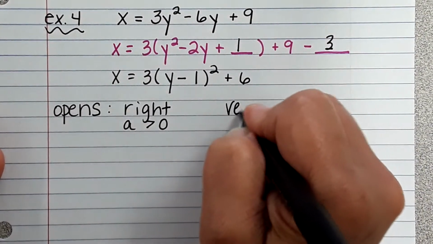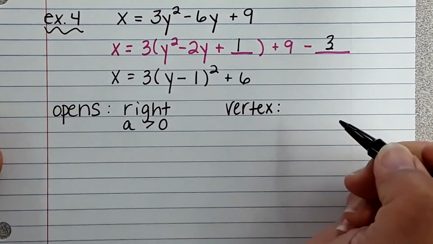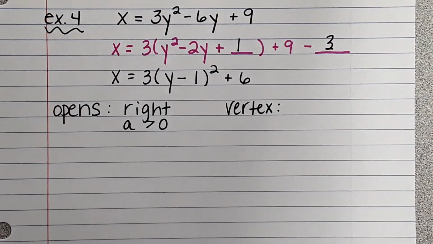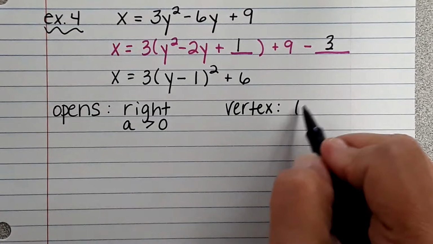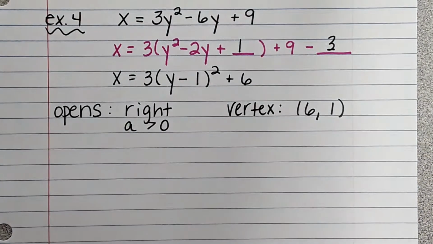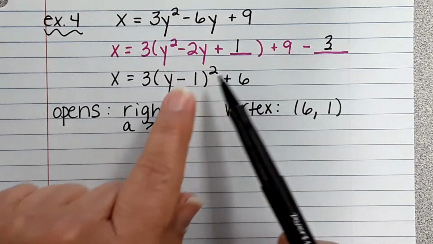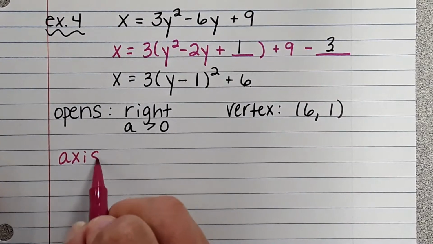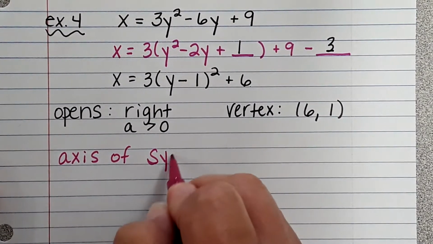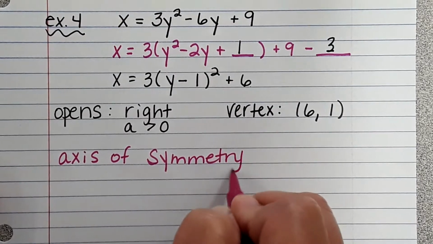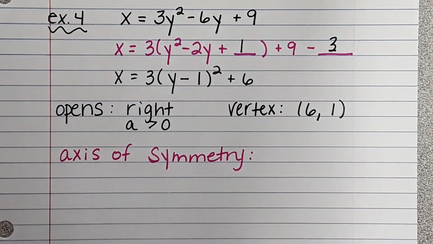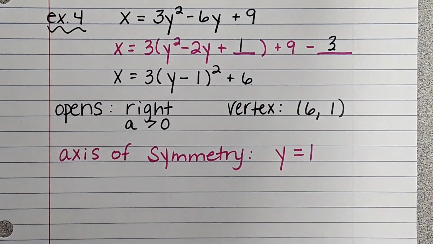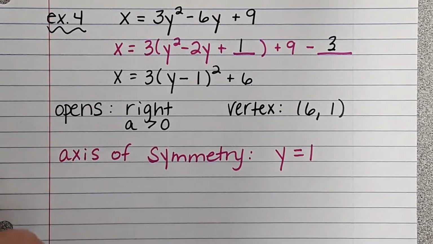Now, what is my vertex? It is 6, 1. Remember, when it opens left or right, this becomes your H, this becomes your K. Now, what is the axis of symmetry? You guys, again, it's because it opens left or right. Your axis of symmetry is going to be a horizontal line.